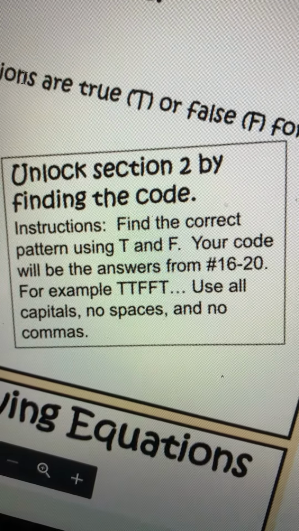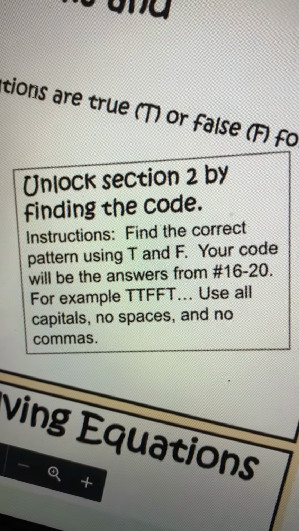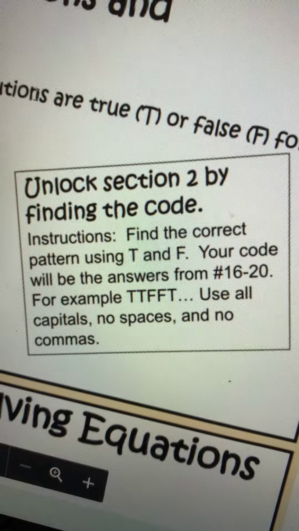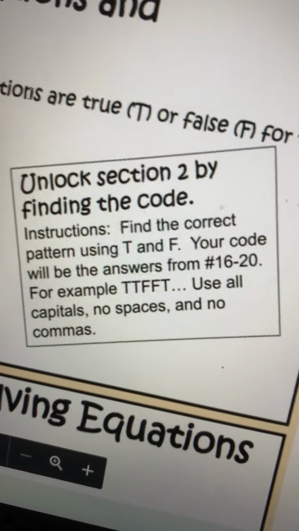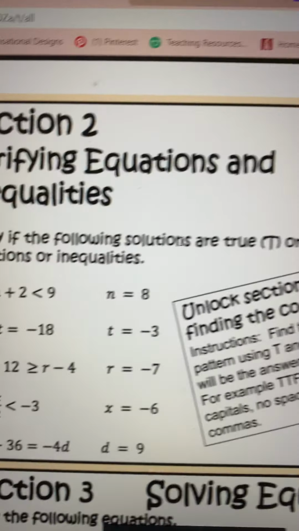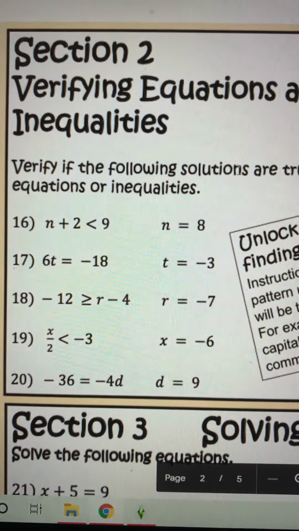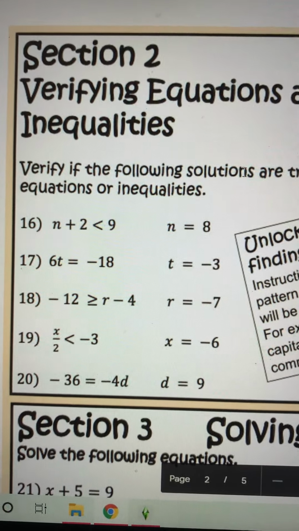Find the correct pattern using the letters T and F. Your code will be the answers from numbers 16 through 20 using T, F, and that's it. We want capitals, no spaces, no commas, same as the last section. So let's go ahead and do number 16 as just kind of an example.